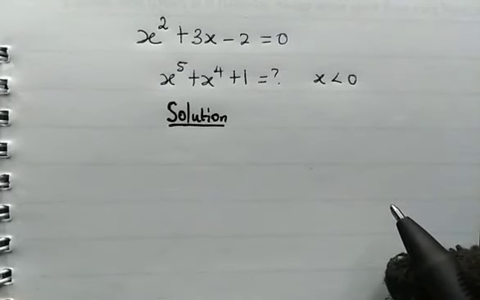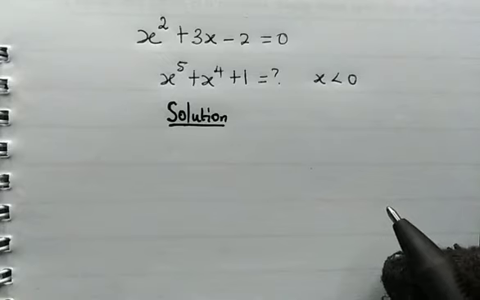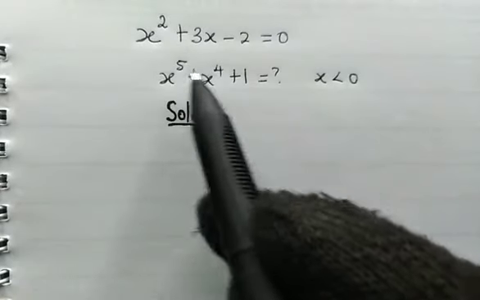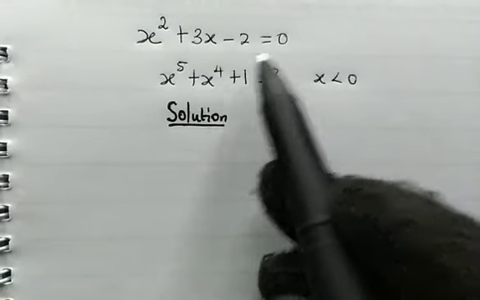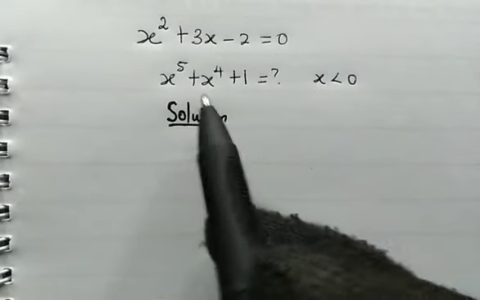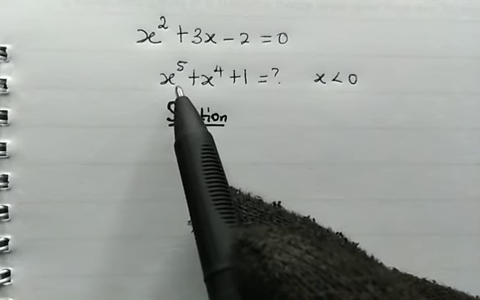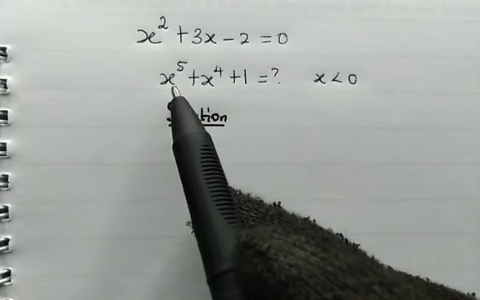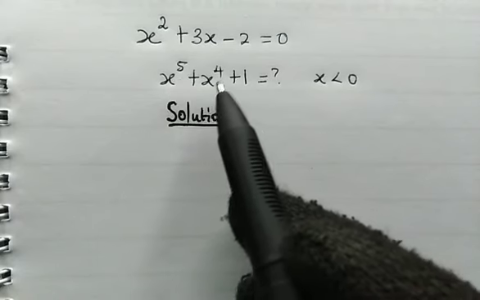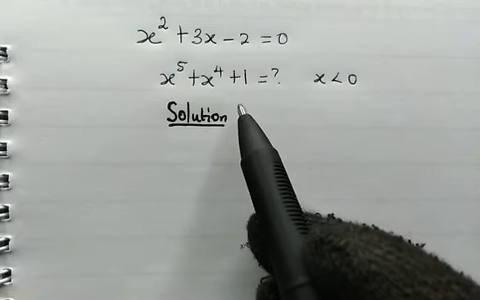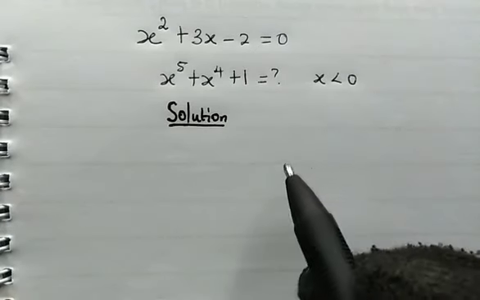Today we have the following Oxford University entrance examination problem. We're given that x squared plus 3x minus 2 equals 0. Right over here, we are going to evaluate this quintic polynomial expression: x to the power of 5 plus x to the power of 4 plus 1. We're given that x is less than 0.